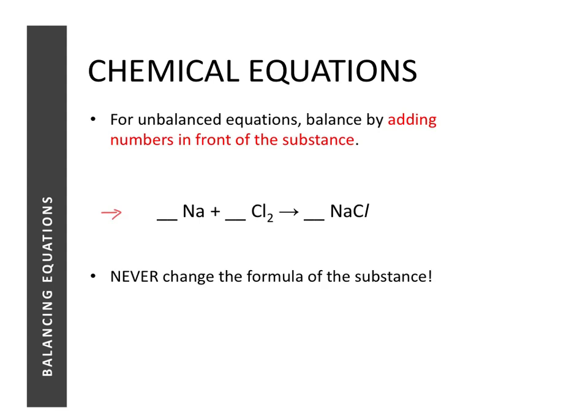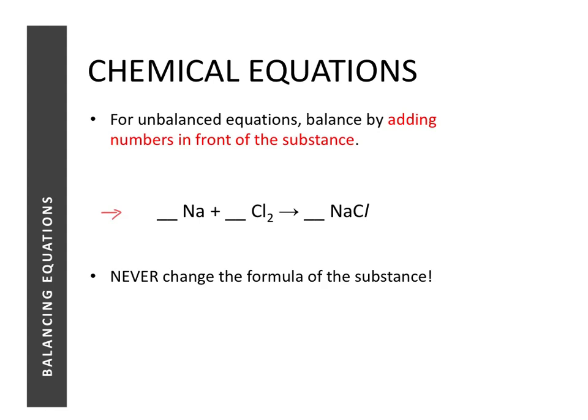Alright, now we look at sodium. On the right, there are 2 sodium atoms, and on the left, there's only 1 sodium atom. So how do we balance the number of sodium atoms? Once again, we do it by adding a 2 in front of sodium. Once we add a 2 in front of sodium, the number of sodium atoms becomes balanced. Alright, so now this equation is balanced.